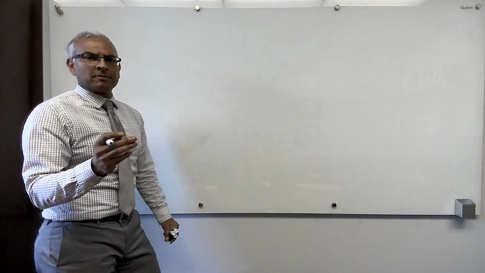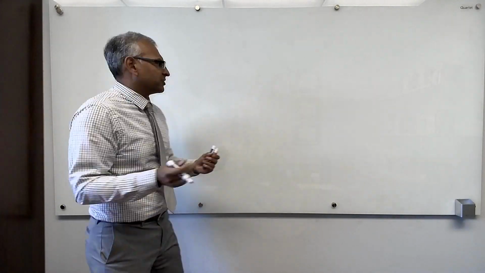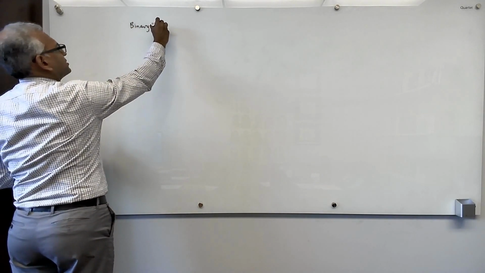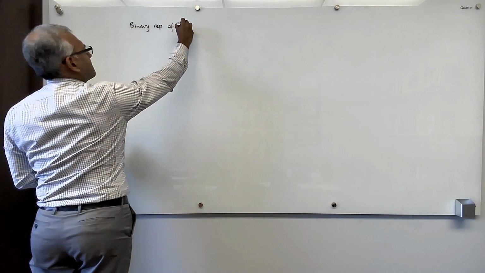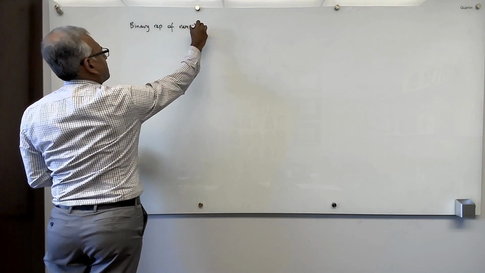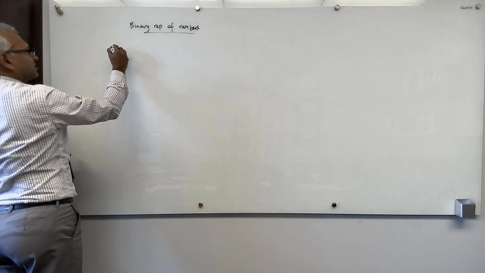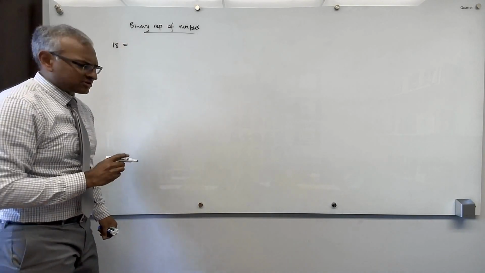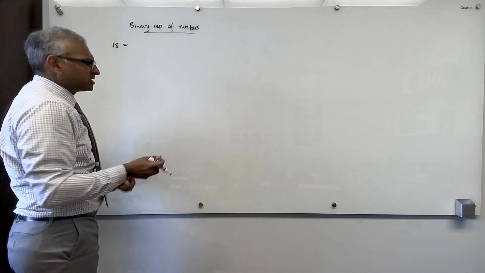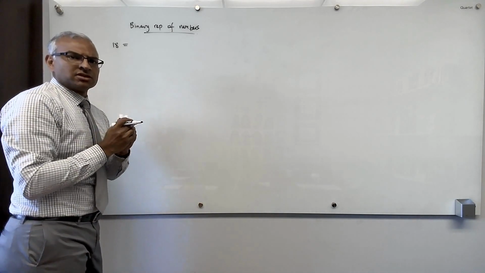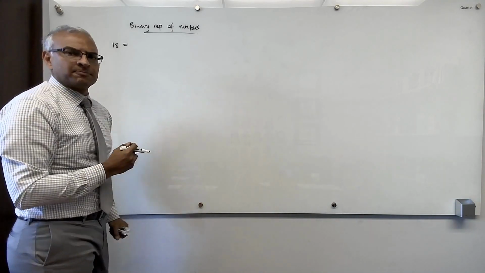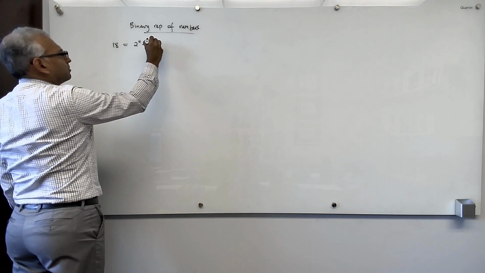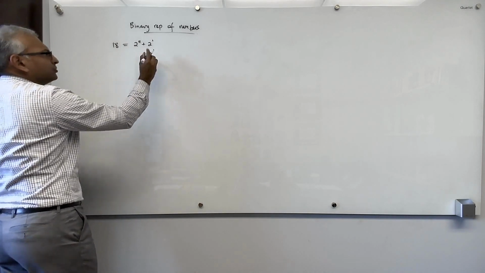So the first is binary representation, which is something we're all familiar with. Binary representation of numbers. Okay, so let's take, for example, 18. We know what its binary representation is. To get its binary representation, we decompose it into a sum of distinct powers of 2. So this is 2 to the 4 plus 2 to the 1, which is 16 plus 2.